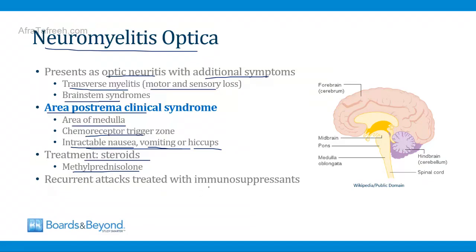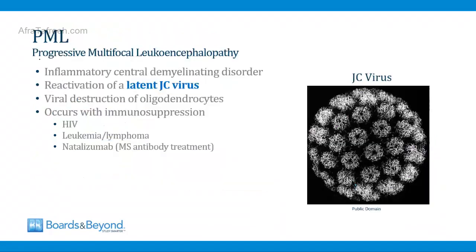And recurrent attacks are treated with immunosuppressants, and this is also somewhat similar to the treatment of recurrent attacks of multiple sclerosis. Our next demyelinating disorder is PML, which stands for progressive multifocal leukoencephalopathy. This is another inflammatory central demyelinating disorder, and PML is caused by reactivation of a latent infection with the JC virus. The JC virus is ubiquitous and many of us are exposed to it.